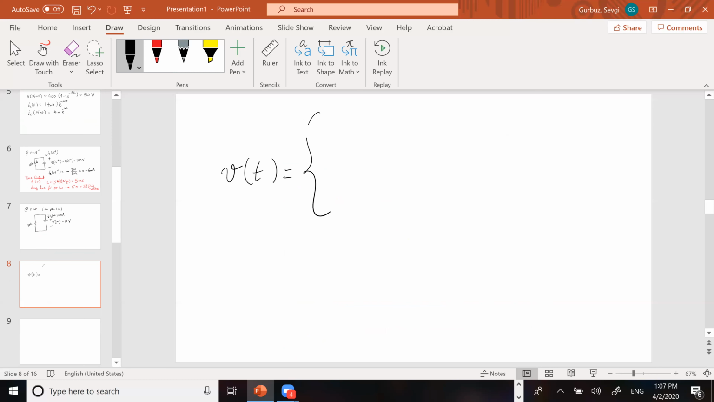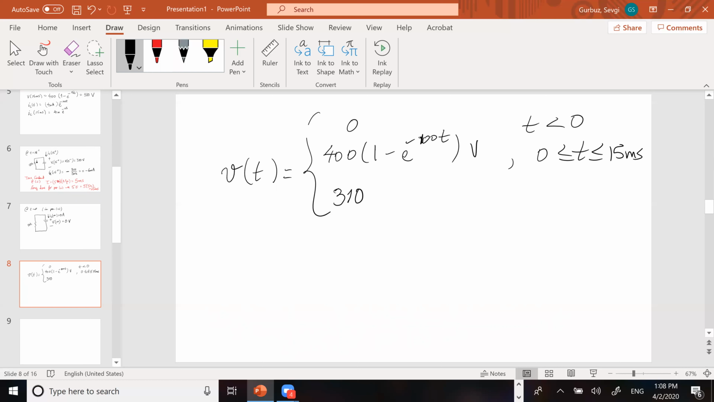V of t is going to be 0 for t less than 0. It's going to be 400 times (1 minus e to the minus 100t) volts for between 0 and 15 milliseconds. And it's just going to have a value of the initial value, which is now 310, minus the final value, which is 0, times e to the minus t divided by tau, which was minus 100t, plus the final value, which was 0 volts. And this is for t greater than or equal to 15 milliseconds.